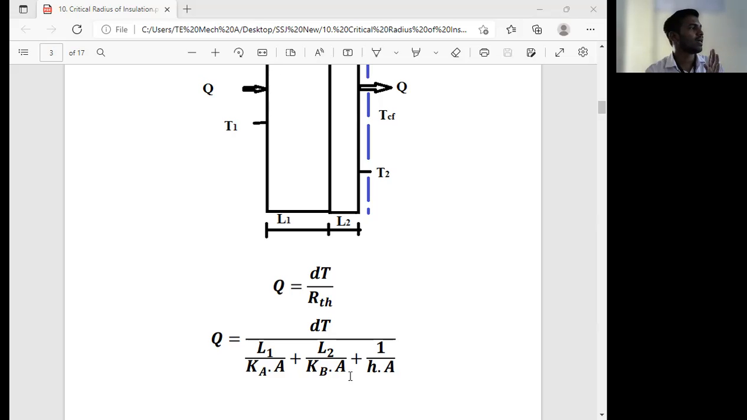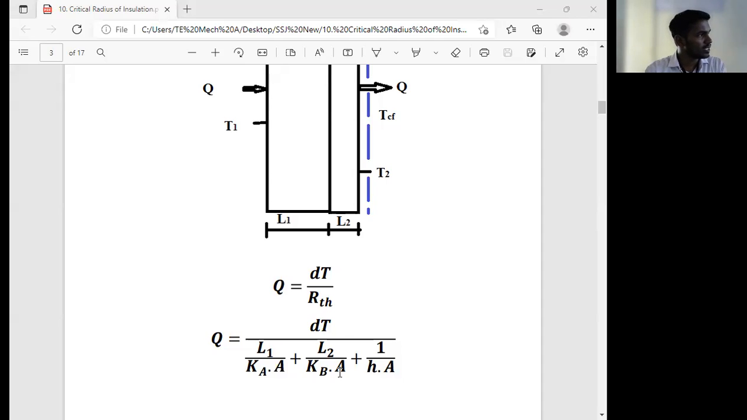Thickness वाढते म्हणजे काय वाढणार आहे? L2 वाढणार आहे. Thickness increases means which factor will increase? L2 will increase. If L2 increases, then what about this factor L2 divided by Kb into A? L2 increase झाला म्हणजे तो फॅक्टर पण इनक्रीज होणार आहे, कारण L2 हा न्यूमरेटरला आहे. OK, so if L2 increases, this factor L2 divided by Kb into A also increases.